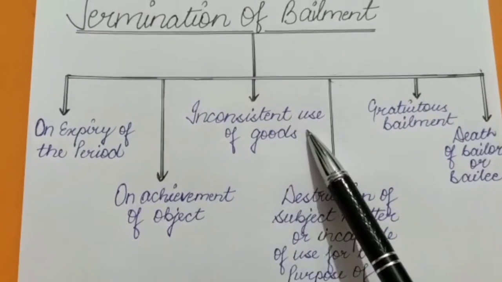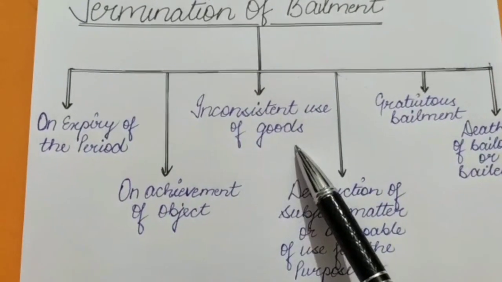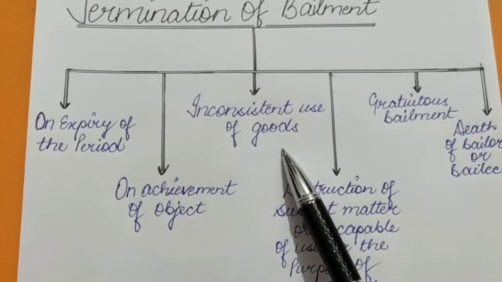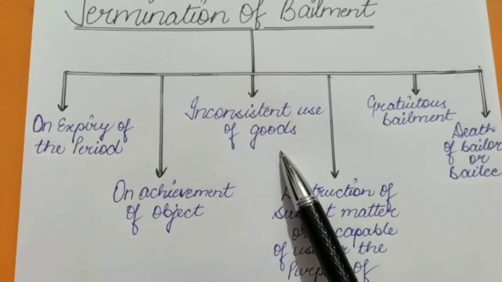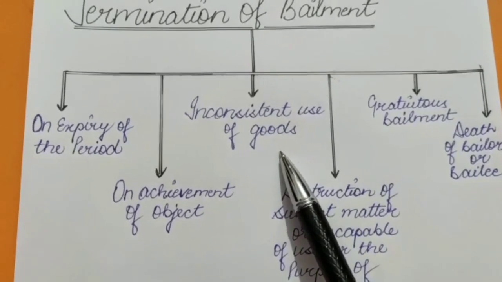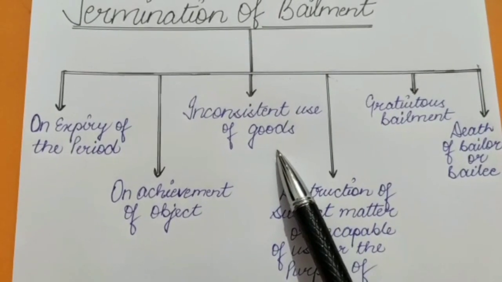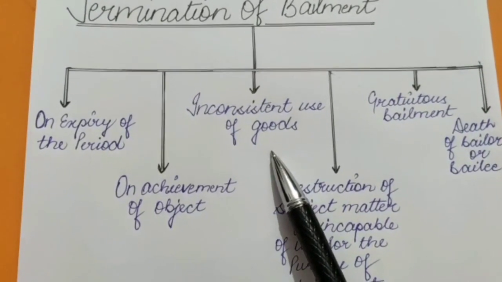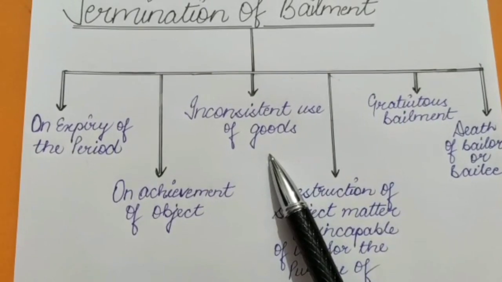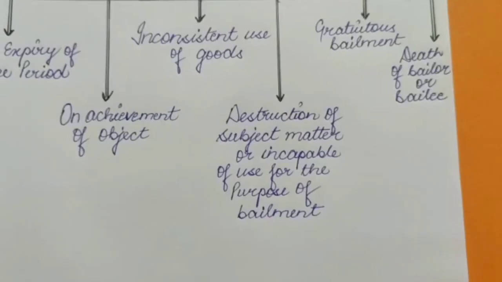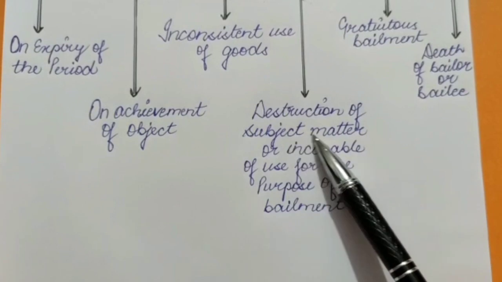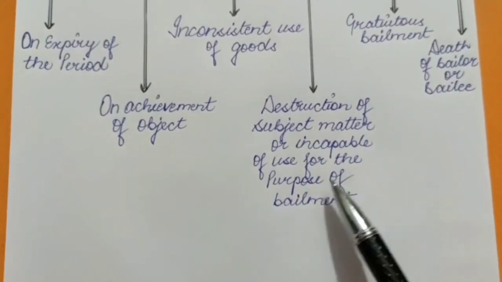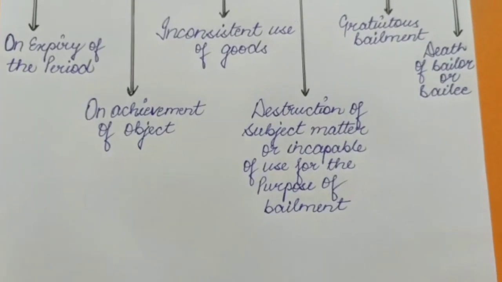Third is inconsistent use of goods. If the bailee does an act with regard to the goods bailed which is inconsistent with the terms of the bailment, the bailment may be terminated by the bailor even though the terms of bailment have not expired or the purpose of bailment has not been accomplished. Next is destruction of subject matter or incapable of use for the purpose of bailment.